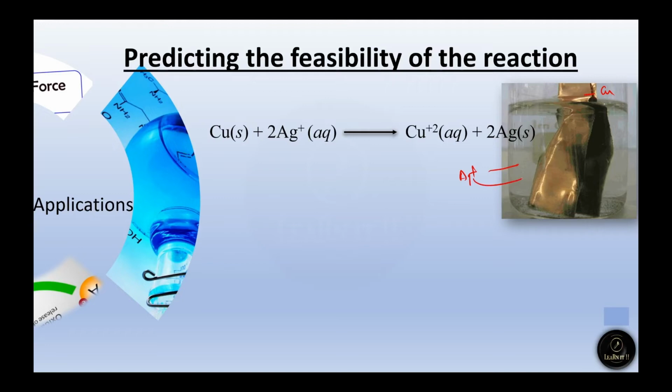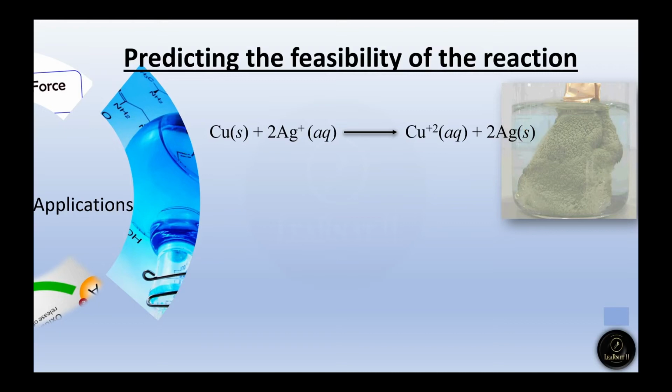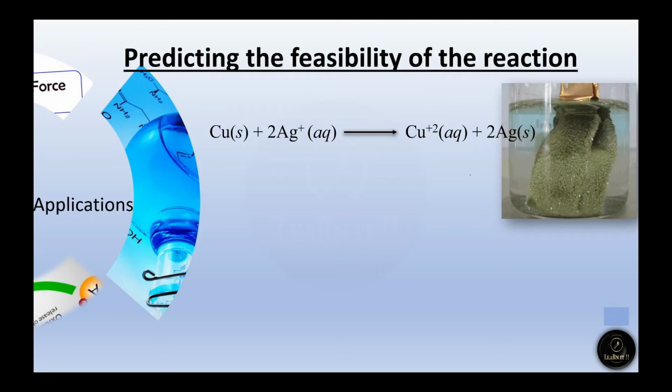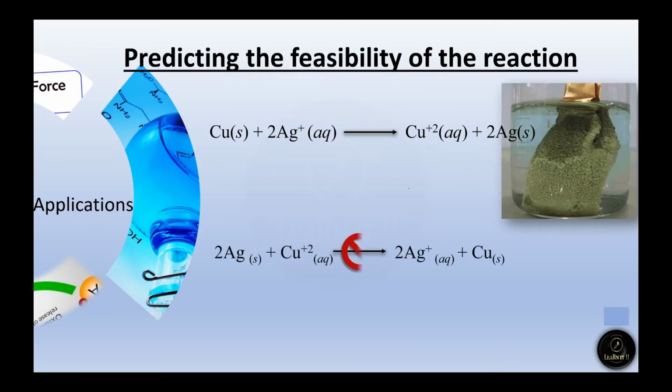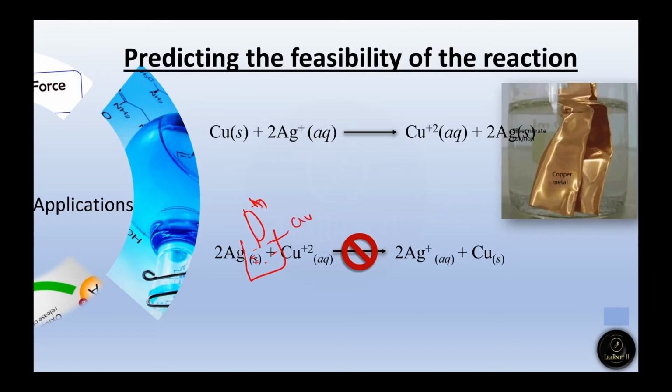We can see deposition of silver over here and the solution is turning pale blue. So pale blue indicates the Cu2+ ion. So there is an oxidation of copper into Cu2+ and reduction of Ag+ ion into Ag simultaneously. But when we put a silver rod into copper 2+ solution, this reaction doesn't happen.